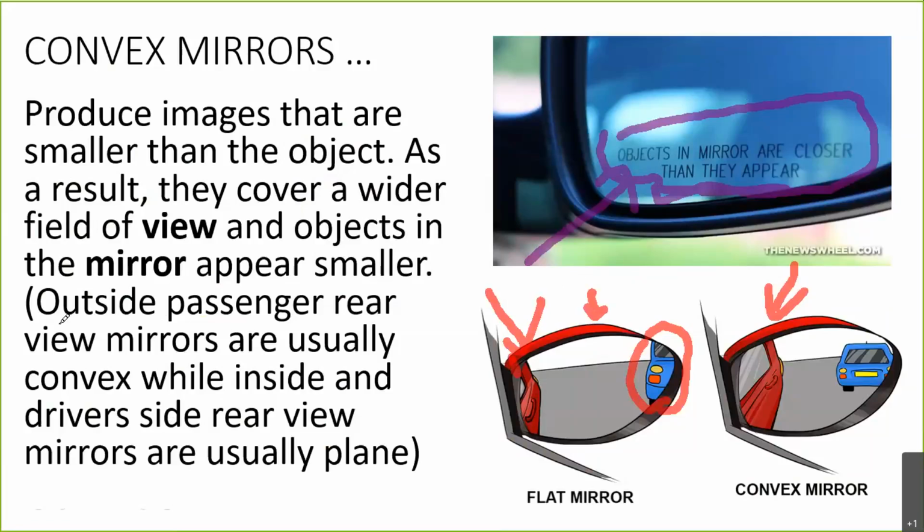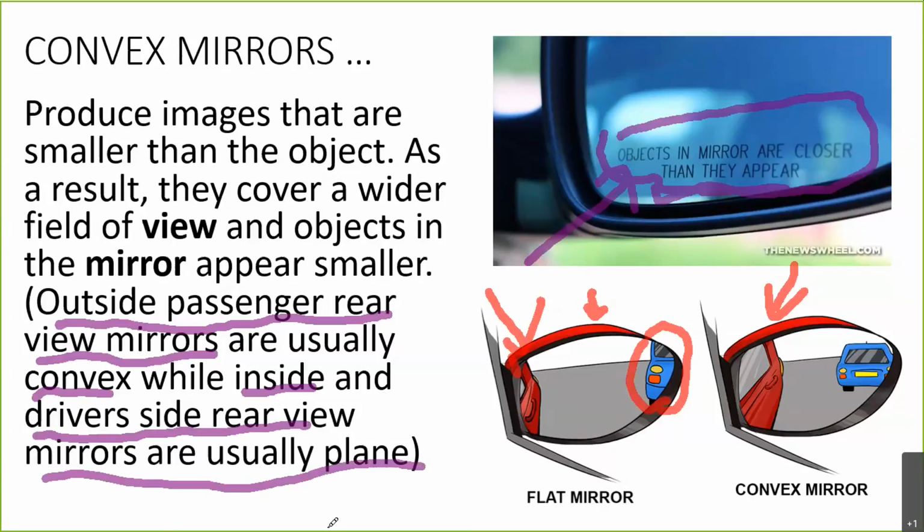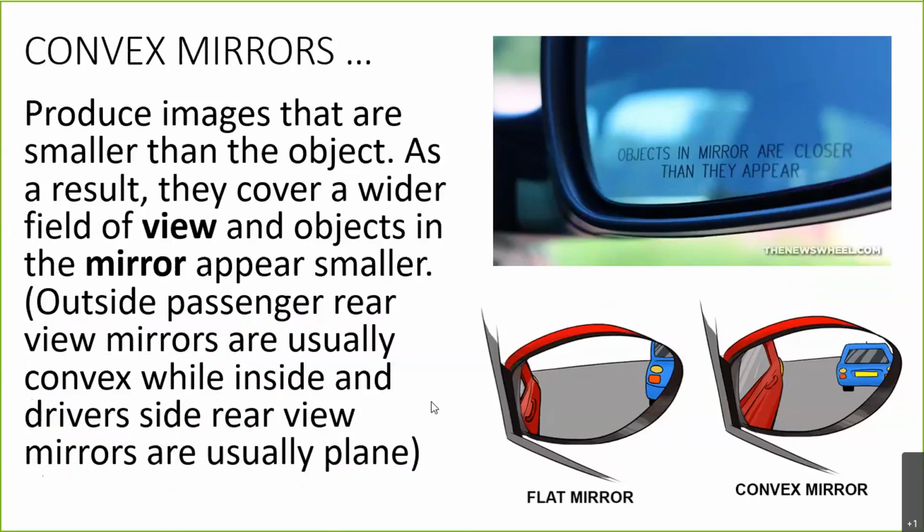So the outside passenger rear view mirrors, that's a long description. Outside passenger rear view mirrors are usually convex mirrors, but the inside one up top in the middle, and the driver's side, are plane, as in flat. So convex mirrors produce images that are smaller and they give a wide field of view.